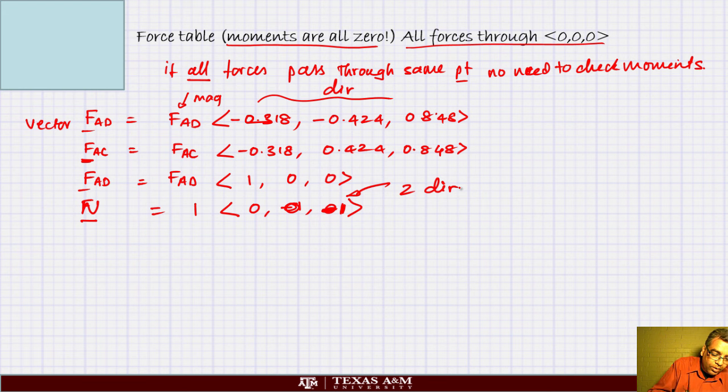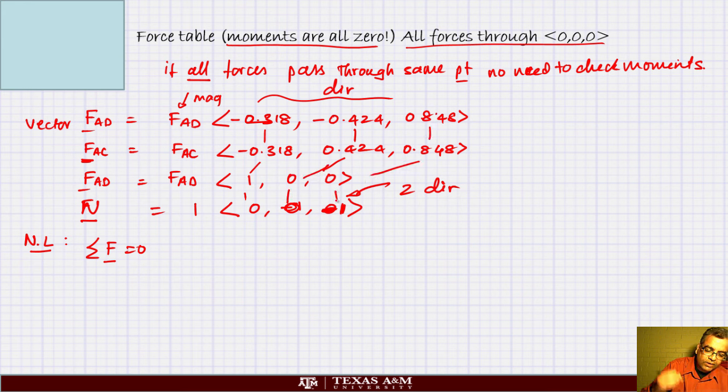So now we are going to use Newton's laws, which say the sum of all the forces must be equal to 0. That means if I add all the x forces, this and that should give me 0. This, that, this should be giving me 0. This and that should be giving 0. So what happens is I will get three equations.